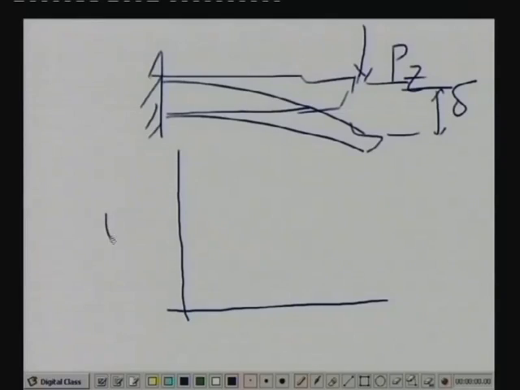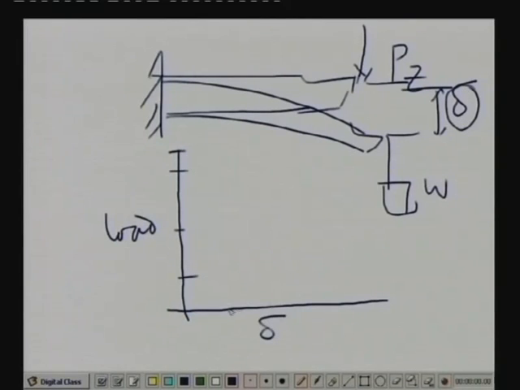You do an experiment. This is load. You apply some known load, say W here, and measure the deflection by dial gauge. This is the deflection delta. Suppose for a particular W1, you get a point here. Then you change the load, get another deflection, plot it here. Then you keep on plotting, and then you get a curve like this.